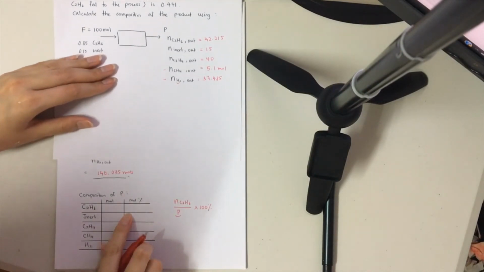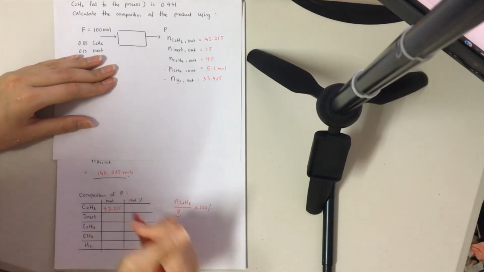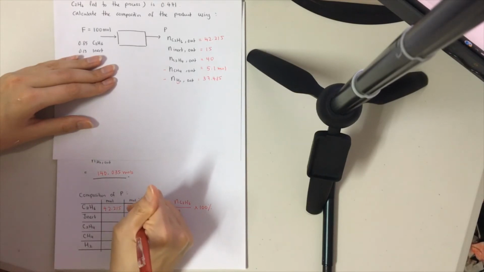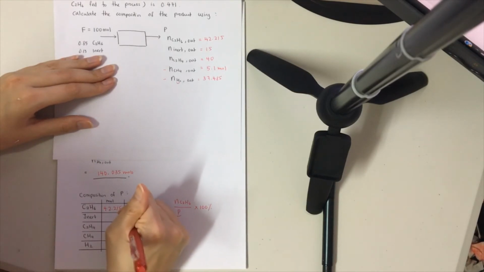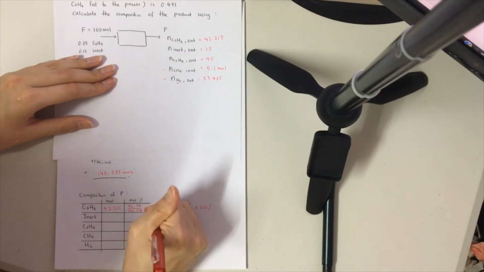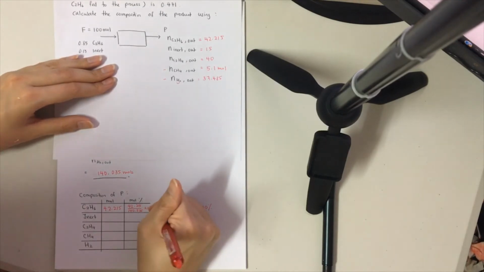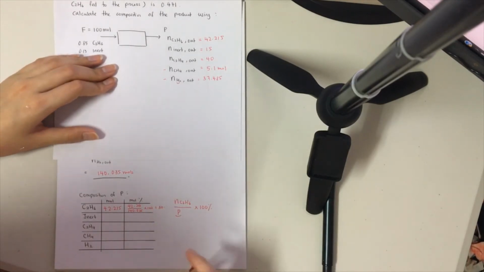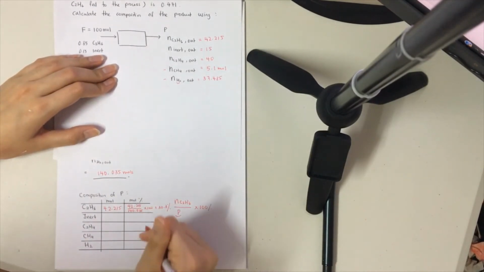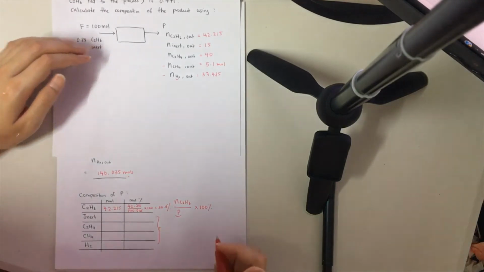Now for example over here, C2H6 is 42.215. Over here, this one is 42.215 over 140 times 100, which will give us about 30.3%. Okay, you may do the same for the following.